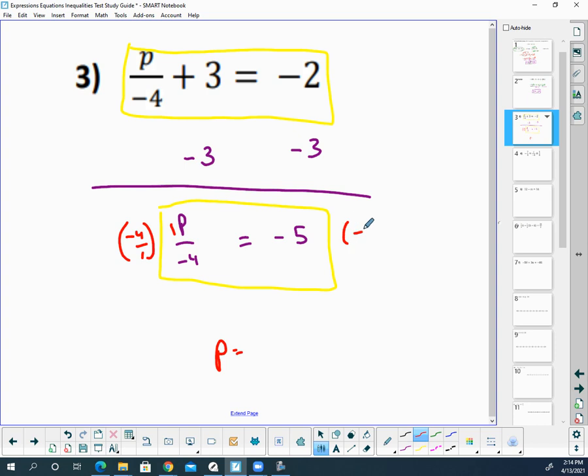And if I multiply one side by -4, I need to multiply the other side by -4. So I have -5 times -4 is +20. And once again, use my little yellow highlighter there. So original equation, subtract 3 from both sides. New equation, multiply both sides by the reciprocal of 1 over -4, which is -4 over 1, or just -4, and that gets you that.